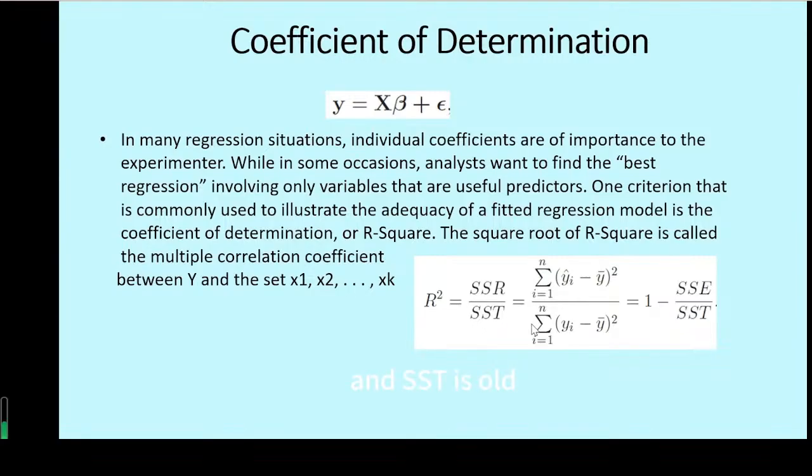And SST is each observation's Y value minus the mean value of Y, squared, then summed together. So the result actually is 1 minus SSE divided by SST. SSE is the sum of squared errors, where the error is the estimate of epsilon, the difference between observed and fitted value. So this is R square.